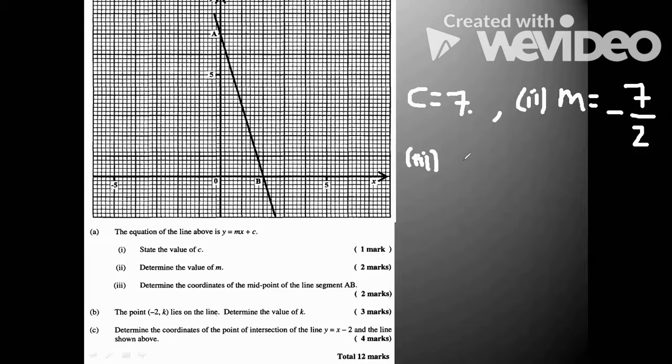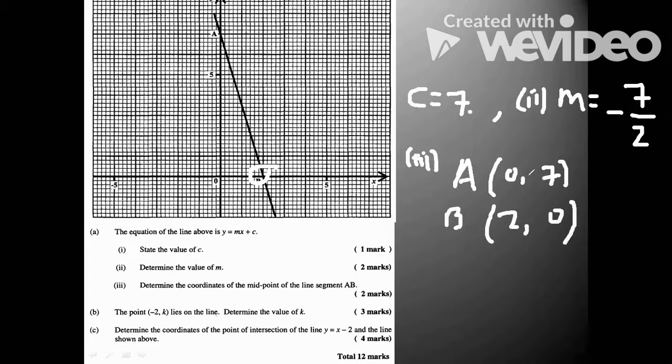So A, we know that right up here says 7, so it's (0, 7). And B is right on here, that looks like (2, 0). Remember, anytime you're locating points on the axes, one coordinate is always 0. Points on the y-axis, x is 0, and points on the x-axis, y is 0.